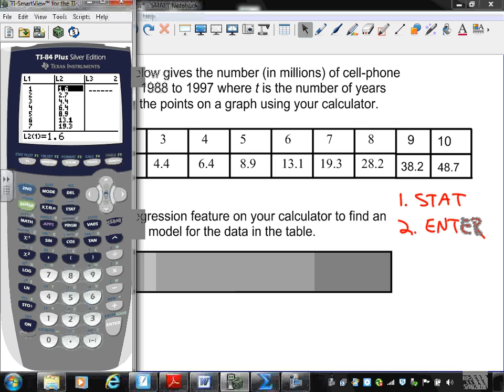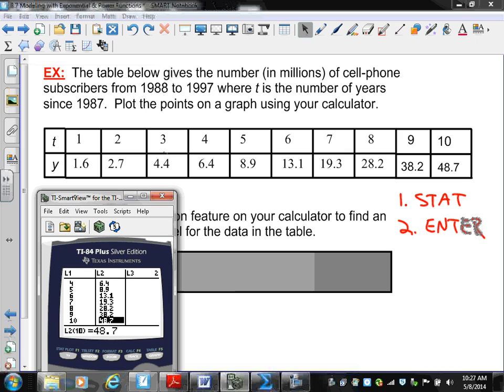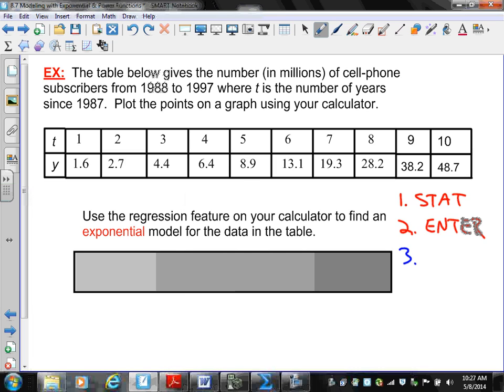This goes from 1 to 10 on your x's. So that's going to go all the way down to 10 over here: 7, 8, 9, and 10. And then the right column is going to be all your outputs, and there's all your outputs there, 1.6, 2.7, and so on. So you're going to enter all that data into your L1 and L2. So step 3 here: enter inputs into L1, outputs into L2.